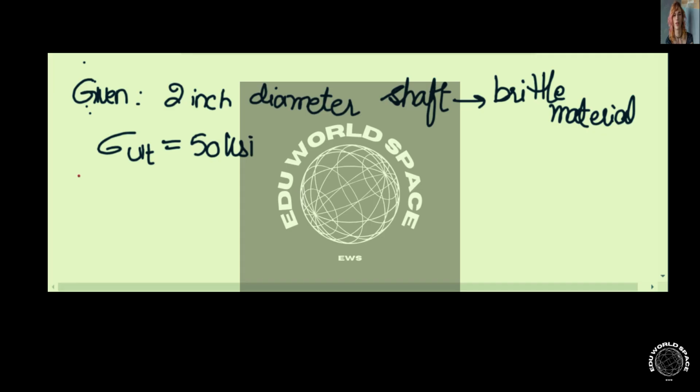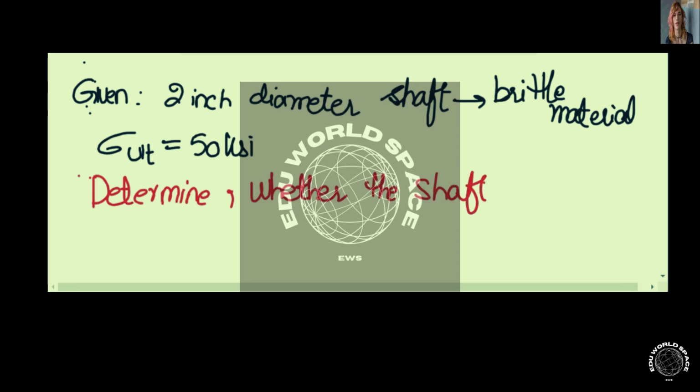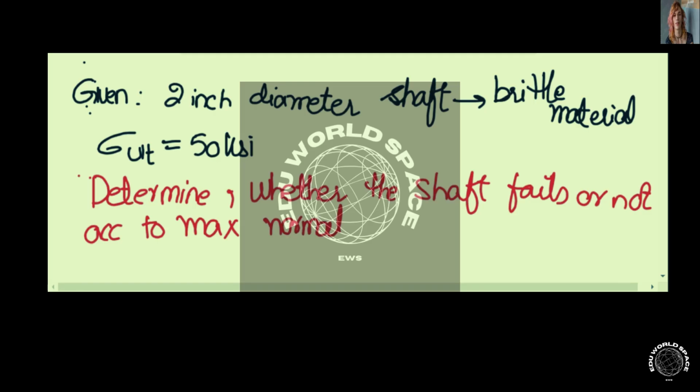We need to determine whether the shaft fails according to the maximum normal stress theory.